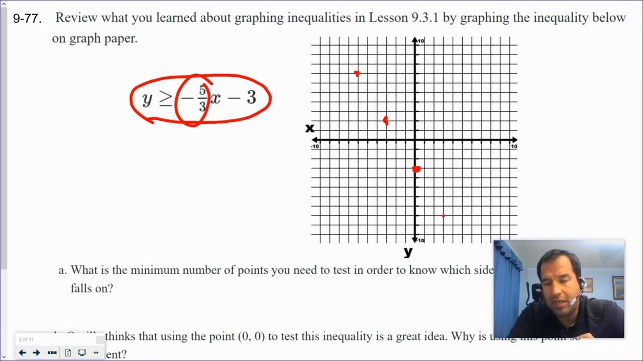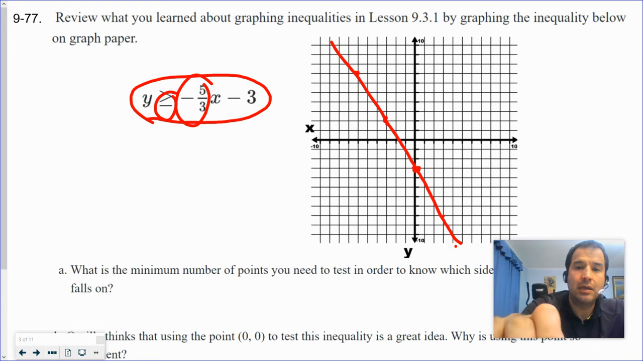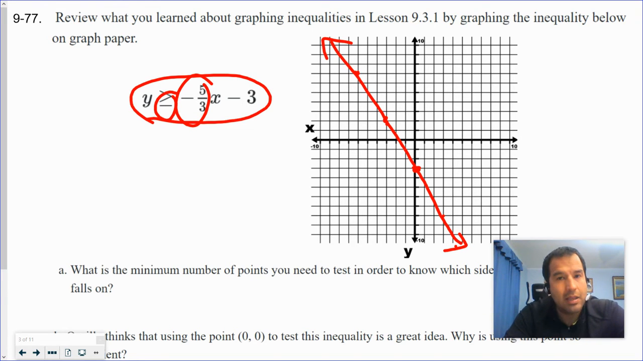Now, the next thing I need to decide is if it should be a dashed line or a solid line. If you look at the inequality, it does have an equal sign, meaning all the points on the line do work. Therefore, I need to connect these points. And don't forget the arrows at the end, and that would be your inequality.